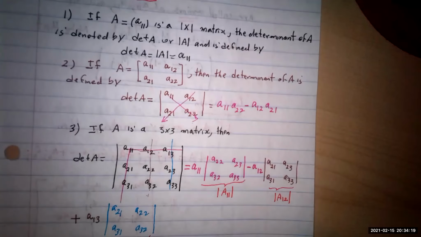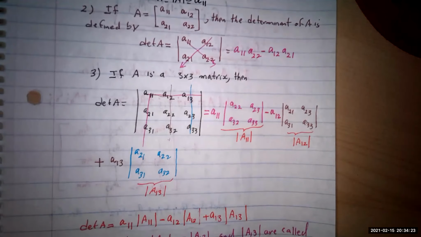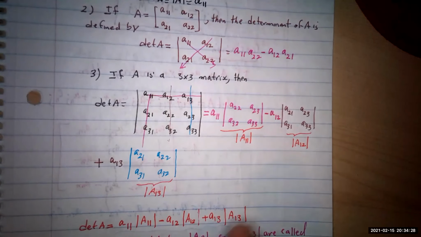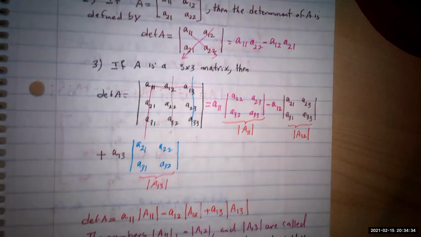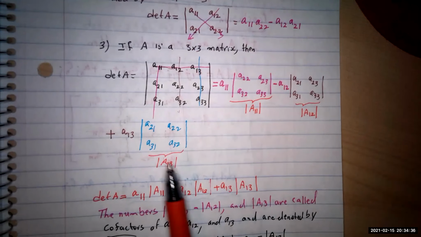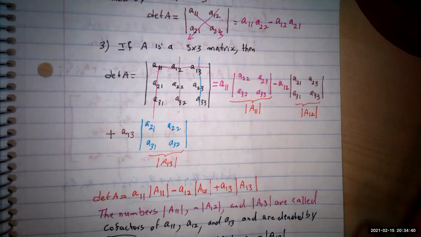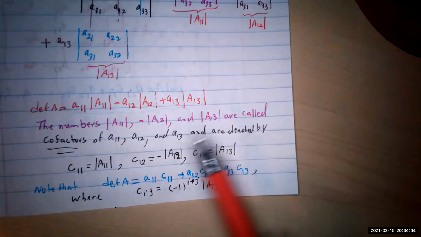The 2 by 2 is just those cross multiplications. For the 3 by 3, the idea is you can eliminate one row and one column, so you reduce it to the 2 by 2. That gives an idea of how we're going to do it in general. For the general one, we get these resulting matrices that we call cofactors.